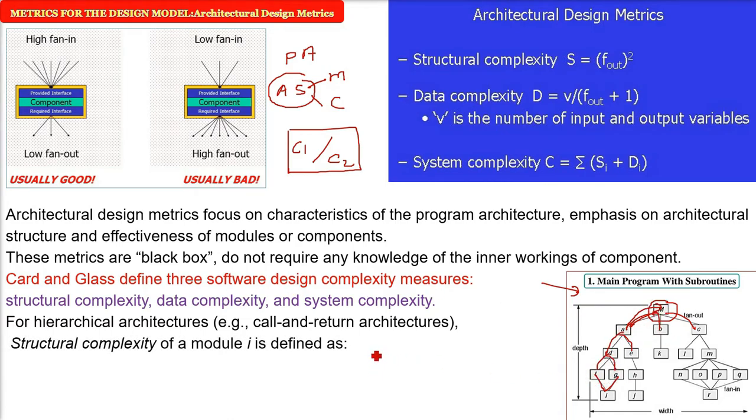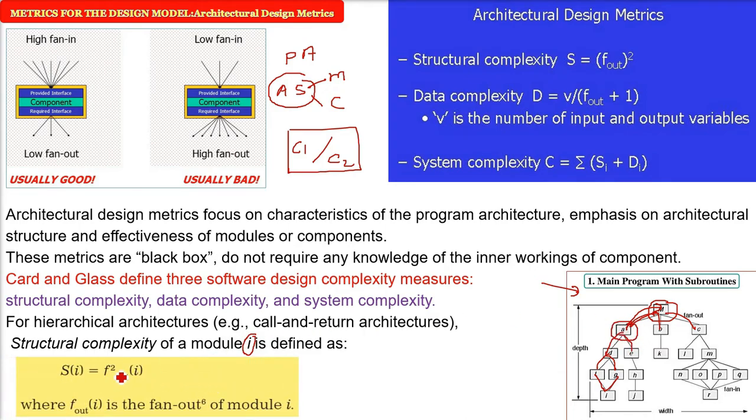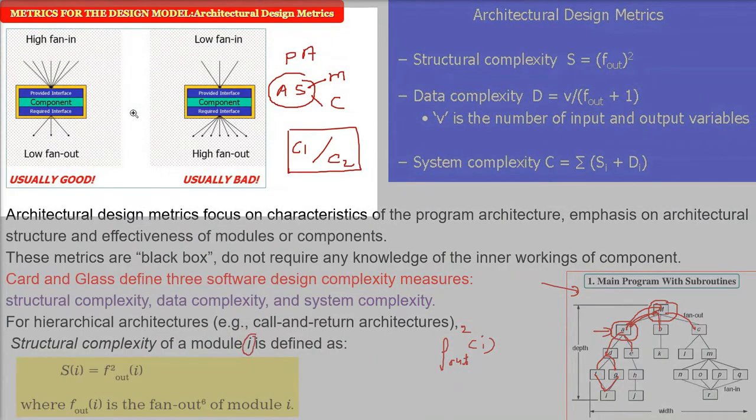the structural complexity of a module i, where a module can be a combination of functions, is defined as what? It's simply the square of fan out. For that module or that group of functions or a separate function, just square the fan out. Now the question will be, what is the fan out? The fan out is the number of submodules this module is going to invoke.